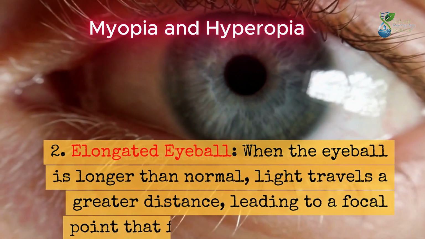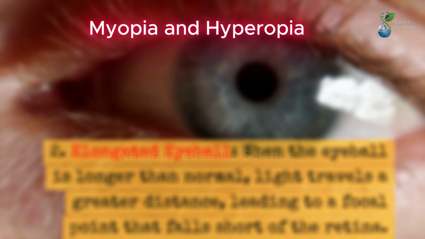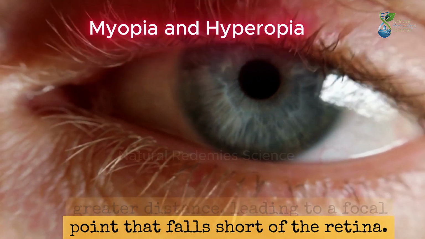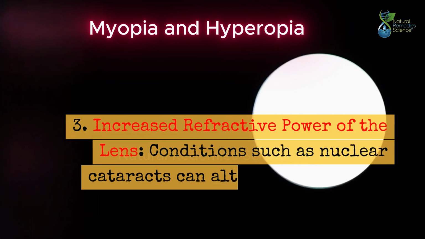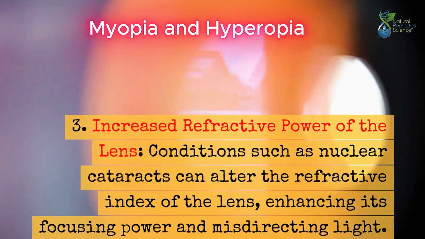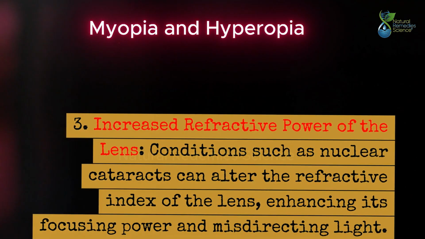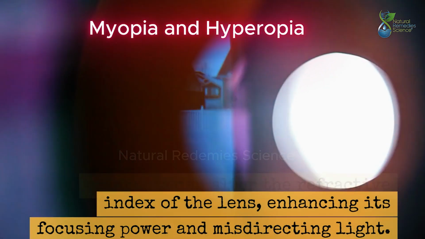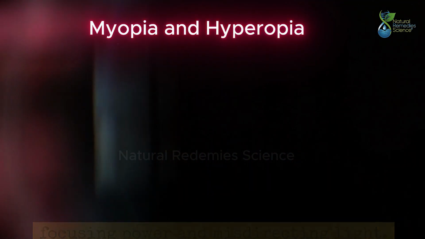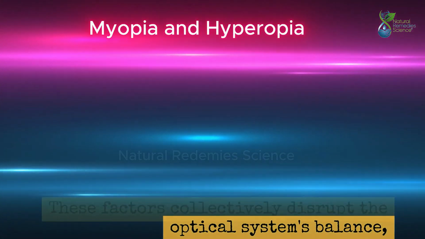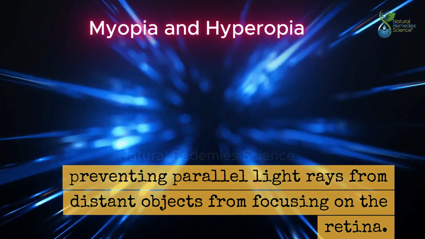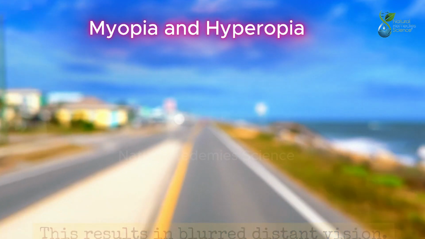2. Elongated eyeball. When the eyeball is longer than normal, light travels a greater distance, leading to a focal point that falls short of the retina. 3. Increased refractive power of the lens. Conditions such as nuclear cataracts can alter the refractive index of the lens, enhancing its focusing power and misdirecting light. These factors collectively disrupt the optical system's balance, preventing parallel light rays from distant objects from focusing on the retina. This results in blurred distant vision.